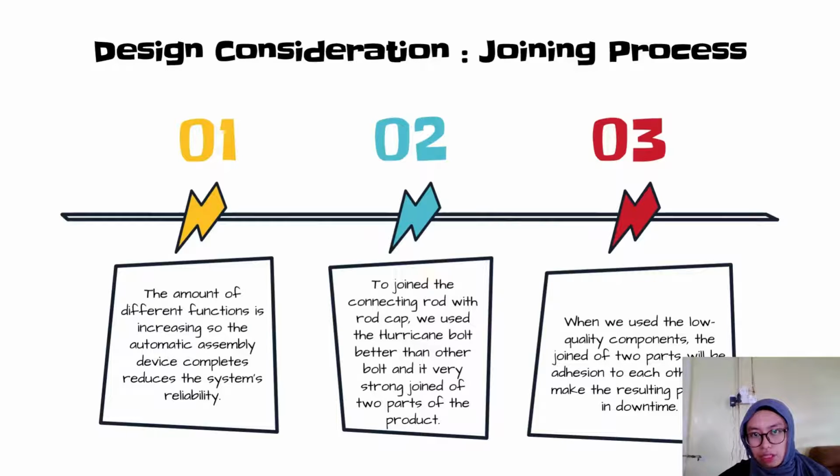For the design consideration of high quality components, to join the connecting rod with the rod cap we use a hurricane bolt, which is better than other bolts and makes a very strong joint of the two parts of the product. When we use low quality components, the joint of the two parts will loosen and result in product downtime.